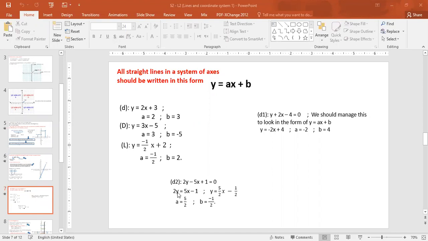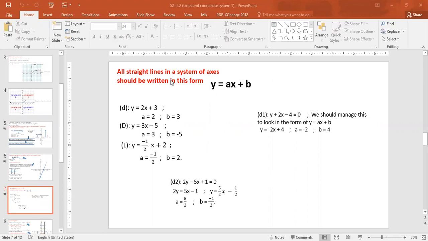So what we do here is we divide both sides of the equation by 2. If I divide 2y by 2, what do I get? Y. If I divide 5x by 2, what do I get? 5 over 2x. Minus, divide minus 1 by 2, what do you get? Well, 1 over 2, right? Yeah. So now if you look at this equation, Alex, what's the slope? The slope should be a equals 5 over 2. And the y-intercept b is? B equals minus 1 over 2.